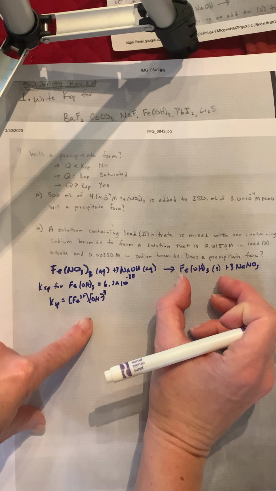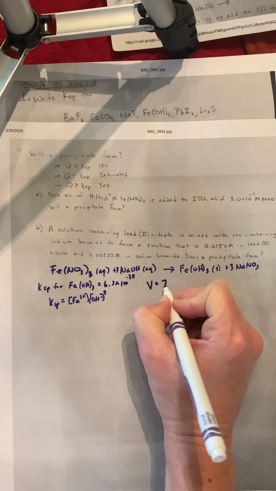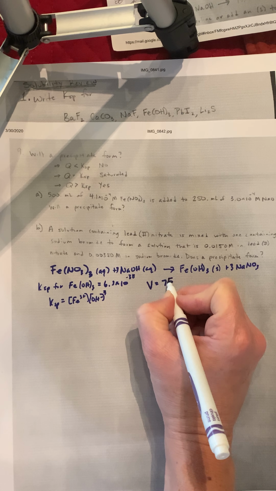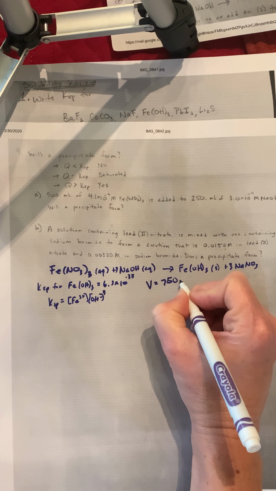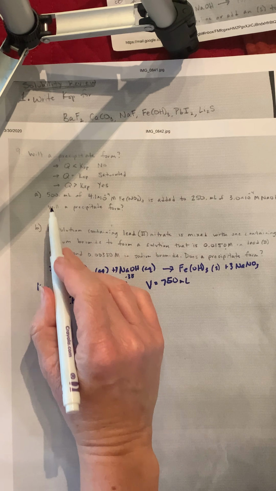So what is our concentration of Fe3 plus? What is our concentration of OH minus in the reaction that it's describing up here? We need our total volume, 750 milliliters is the total volume because we're adding 500 and 250. And in liters, we move the decimal 3 places. We get 0.75 liters of solution total.